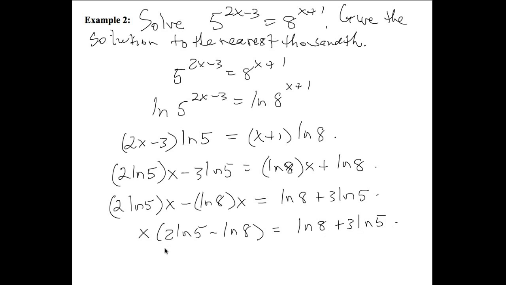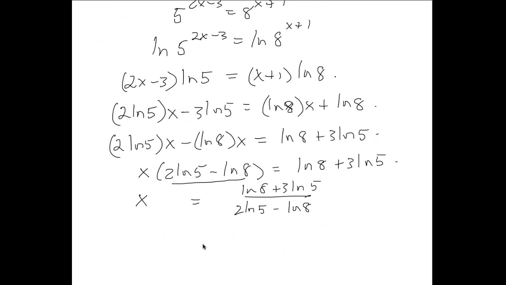So the right side stays the same. Now I'm going to multiply by this number here, that's a constant. So we have ln of 8 plus 3 ln of 5 over 2 ln of 5 minus ln of 8. Right, so we're now in a position to evaluate this using a calculator.